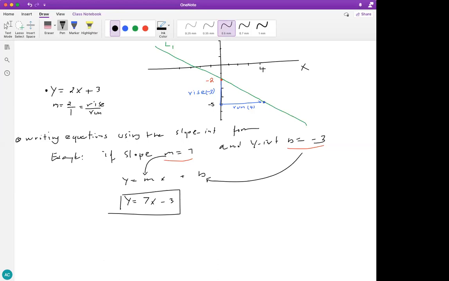And the last part is how to graph horizontal and vertical lines we talked about earlier. They're easier to graph.